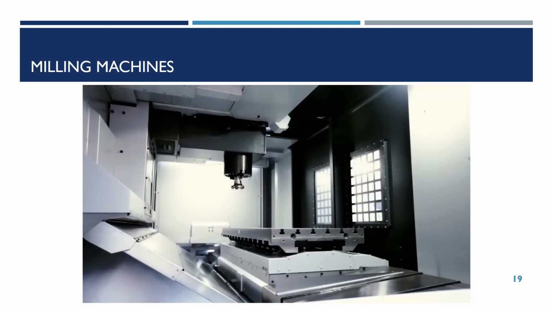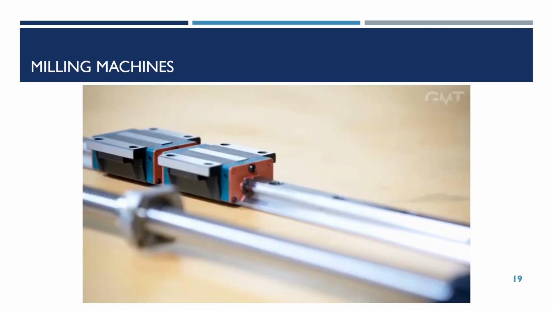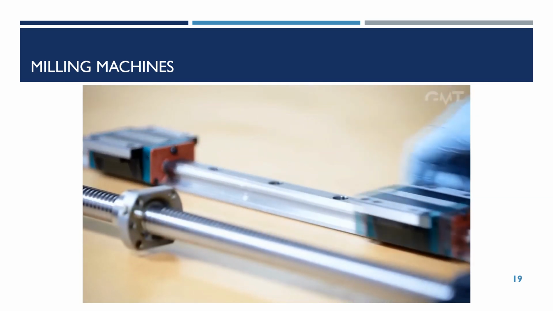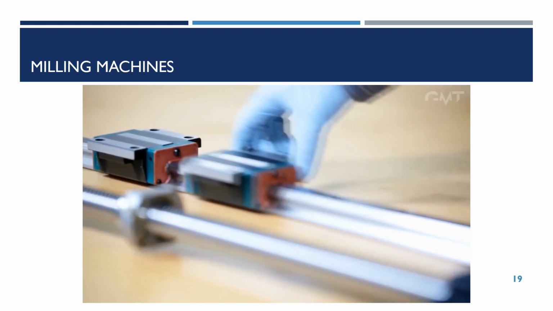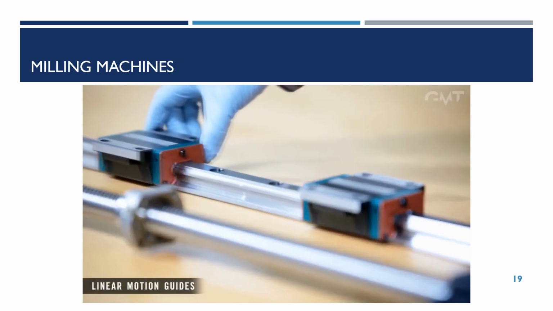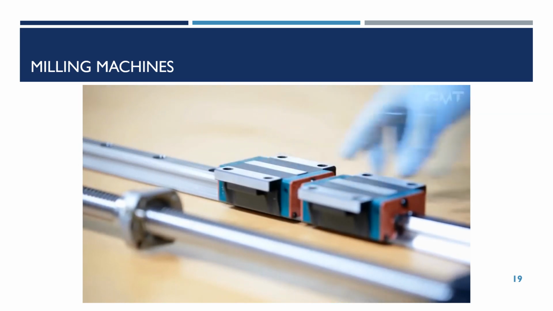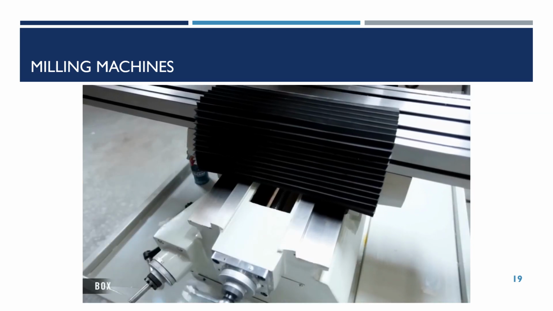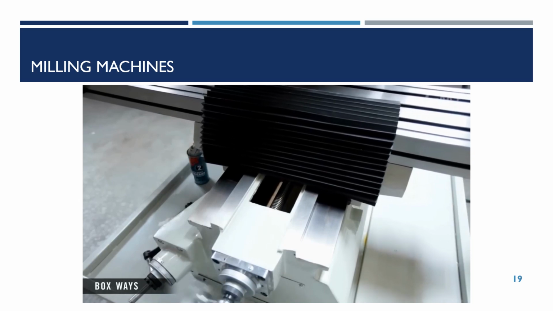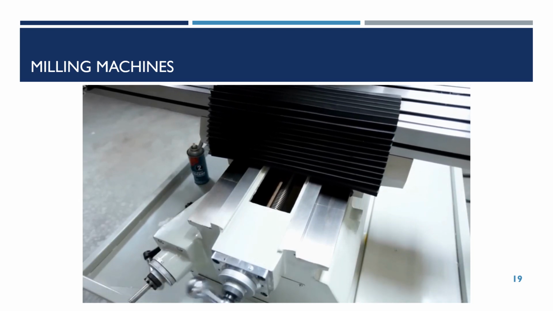Machine structures such as the table, saddle, and milling head slide along a set of rails. Some machines use linear motion guides, which are low in friction through the use of circulating ball or roller bearings. Other machines use cast iron box ways, which can be more rigid at the expense of added friction.